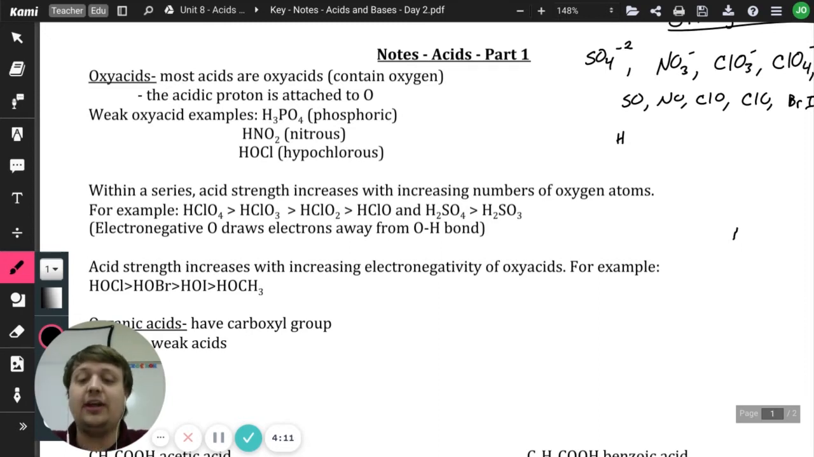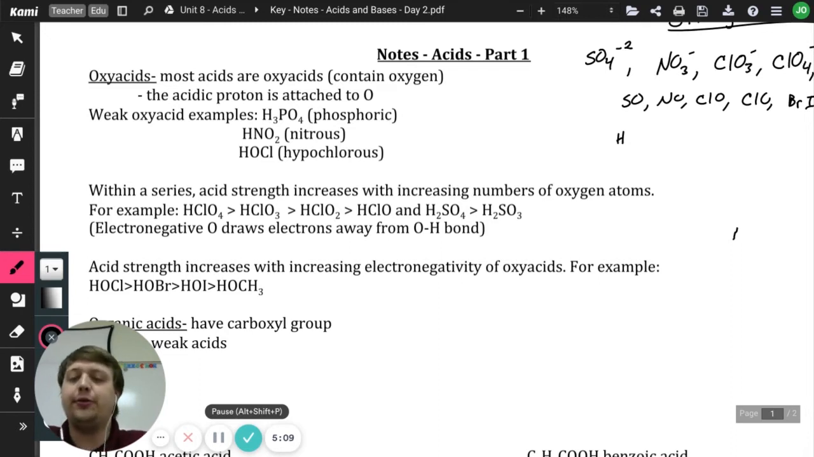Now, the electronegativity of the oxygen does draw electrons away from that oxygen to hydrogen bond, which is why the more oxygens we have, the stronger the acid would be. Okay. Now, acid strength is going to increase with increasing electronegativity as well. So not only do we have to think about different numbers of oxygens, but I also need to think about, okay, well, what is that other element that's bonded there? So if I were to compare this hypochlorous acid to this hypobromous acid to this hypoiodous and so on, right?